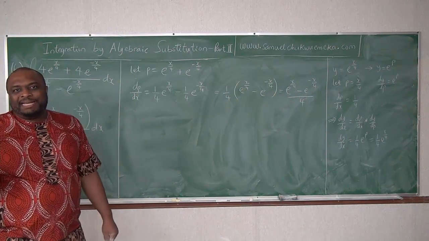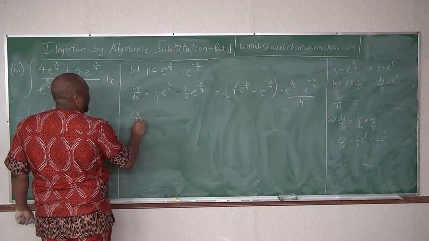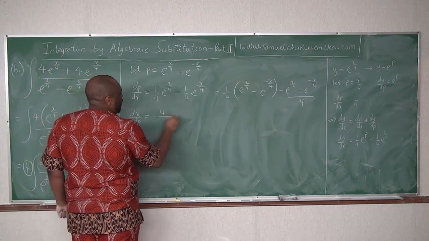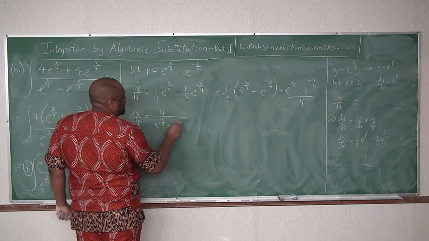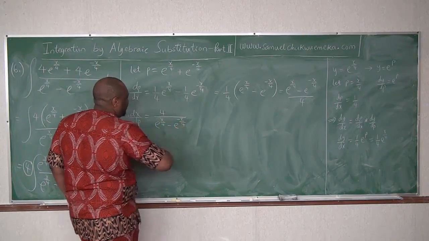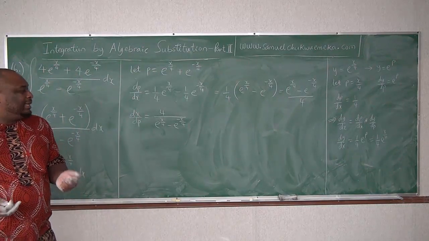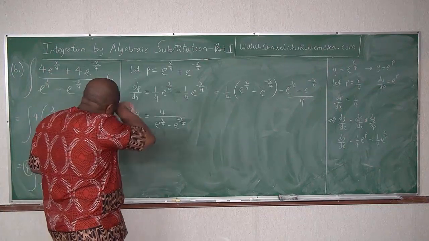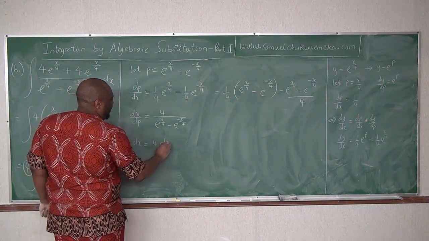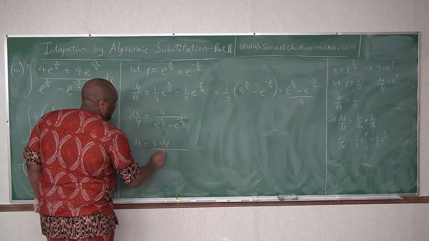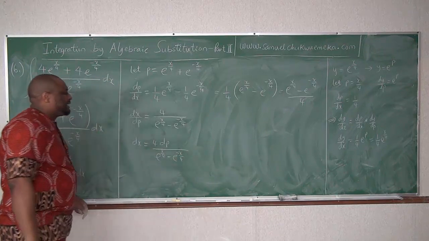Now, but we have to find the x dp. So the x dp will be 4 over e to the x over 4 minus e to the negative x over 4. Then we now find the x. So our dx would be 4 dp over e to the x over 4 minus e to the negative x over 4. See what I'm saying, folks.